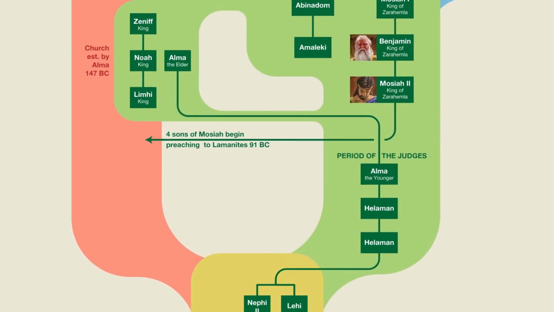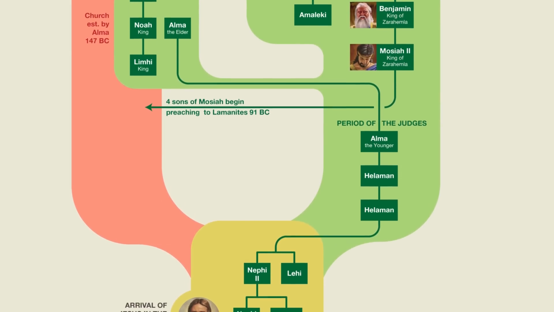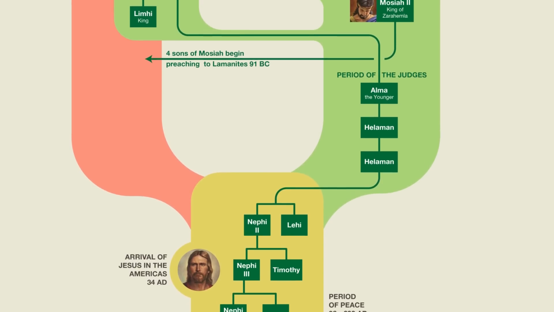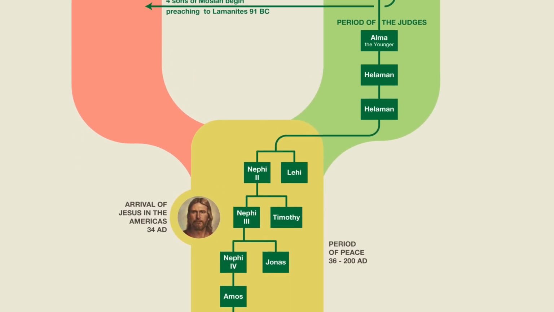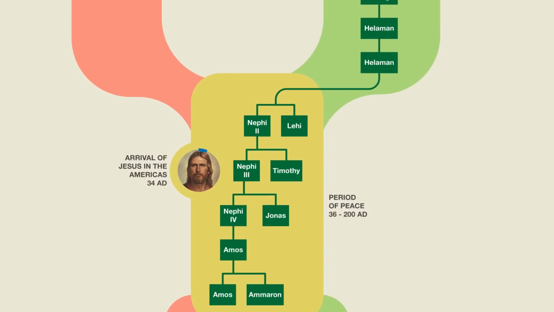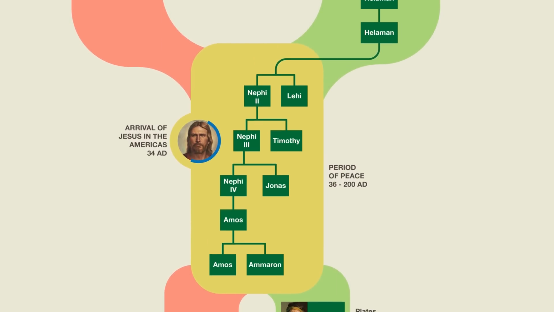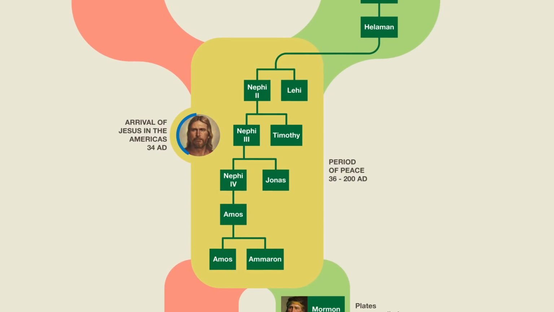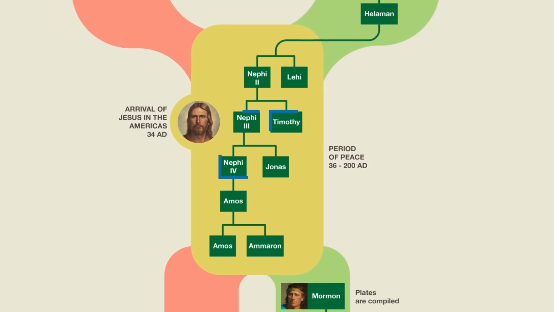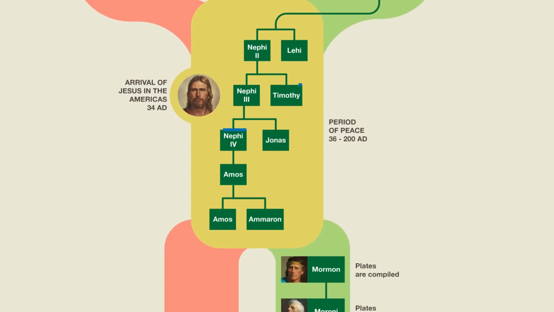Eventually, though, the Nephites and Lamanites merge, and in 34 AD, after having lived and died over in Judea, Jesus appears in the Americas, as promised. Like in Judea, he chooses 12 disciples, 3 of whom are Nephi III, Timothy, and Nephi IV. A period of peace begins which lasts for about 200 years.